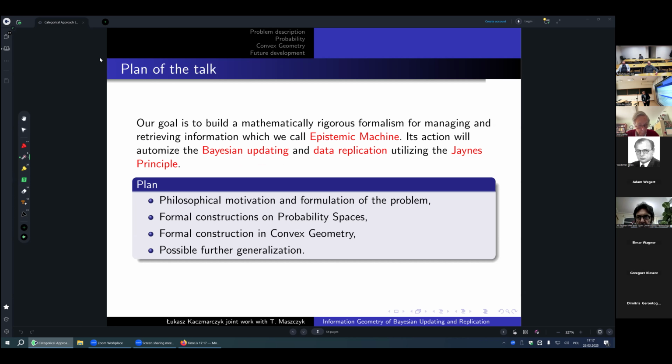So first we will start with, I think, about 15 to 20 minutes of motivation and formulation of the problem, and then we'll play around with a bit of formal constructions. First, theory on the probabilistic side, then we'll jump to convex geometry, and at the very end, I'll say a few words about possible further generalizations of what we'll see.